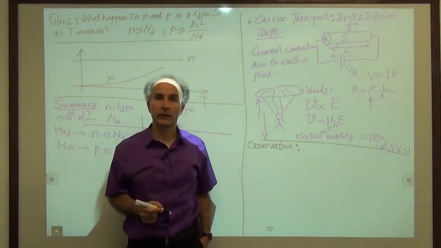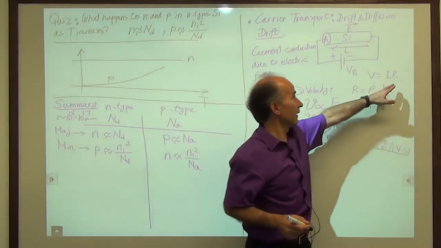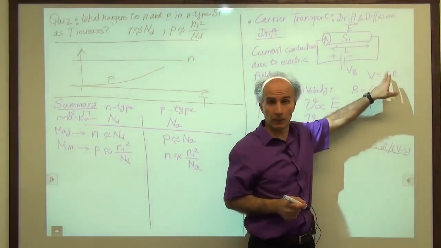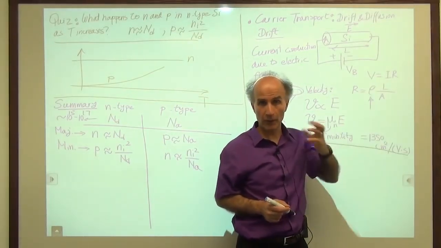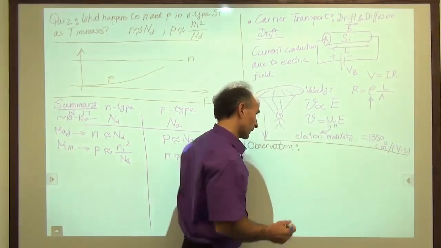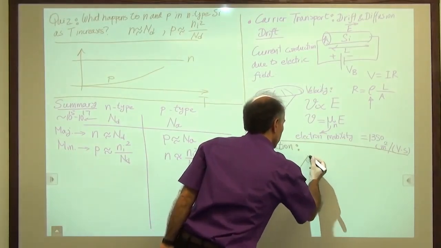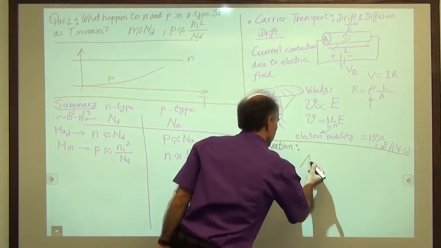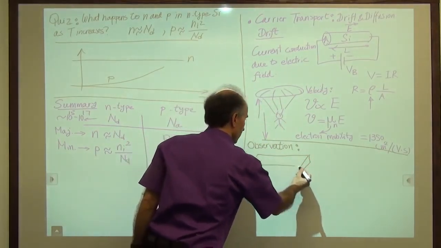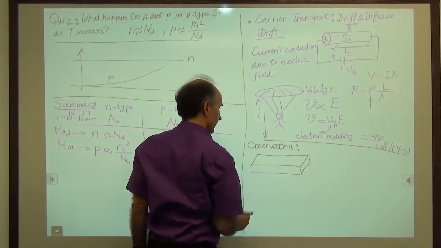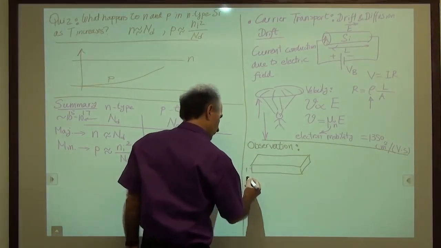Okay, how do we calculate current anyway? Or how do we calculate resistance anyway? Well, one way would be to apply a voltage and measure the current and divide and find the resistance, right? So maybe that's what we should do. Let's take a piece of silicon. So here's a piece of silicon, and we apply a voltage to it.